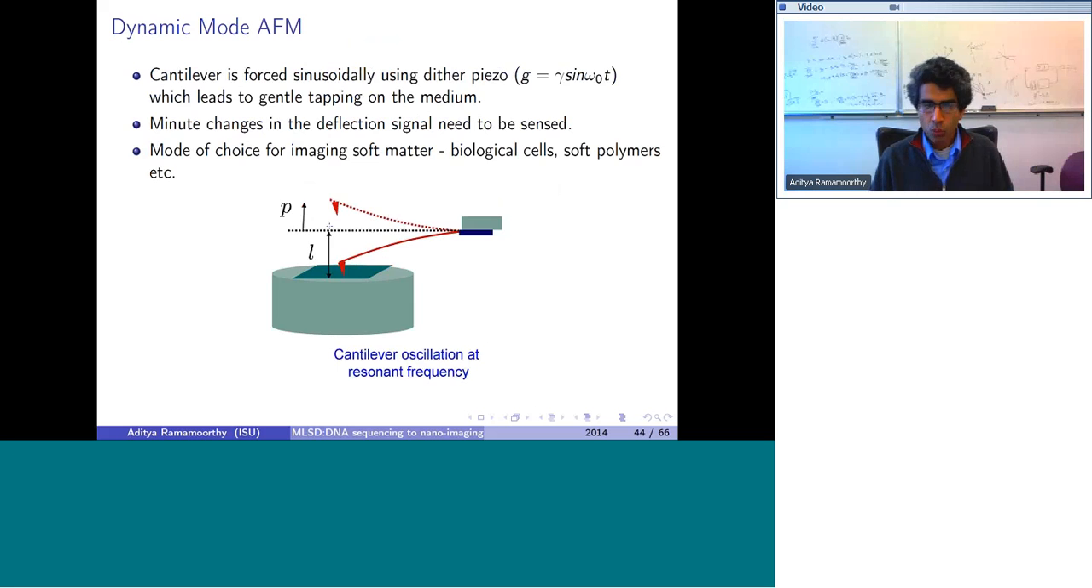Okay, so when your cantilever starts to come in contact with the sample that it is trying to image, it's going to result in some changes in the cantilever. So maybe the amplitude would change, the phase would change, or the frequency of the oscillation would change. And the imaging is done by trying to detect these changes in the parameters of the sinusoid.